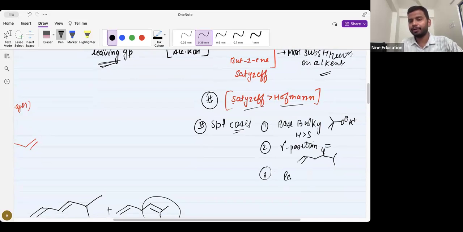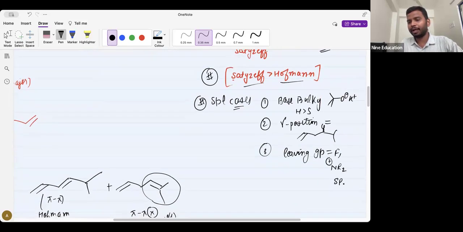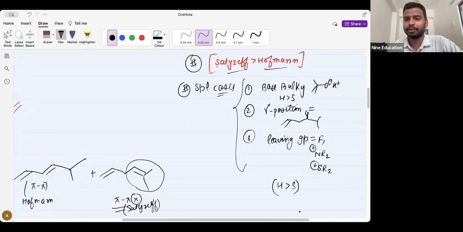If in the place of leaving group you have fluorine, NR3 positive, R is what? Alkyl, and you have SR2 positive. In these three cases you will get Hoffman greater than Saytzeff. You will get Hoffman greater than Saytzeff, beta.